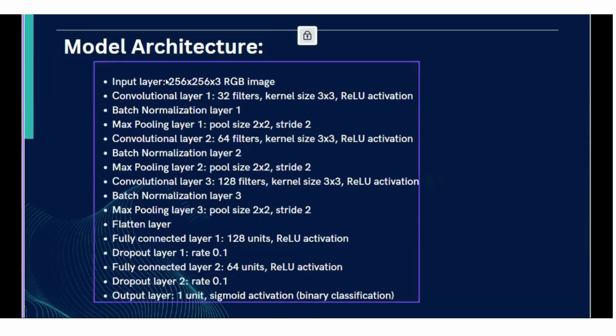Model architecture. This was the main model architecture that we used. The input layer to the model was 256 by 256 by 3, an RGB image. So for this, we had to resize the images many times. And these were mainly the convolution layers and other details of what we have used. We have even used a flatten layer to flatten the images so that it is easier and more accurate.